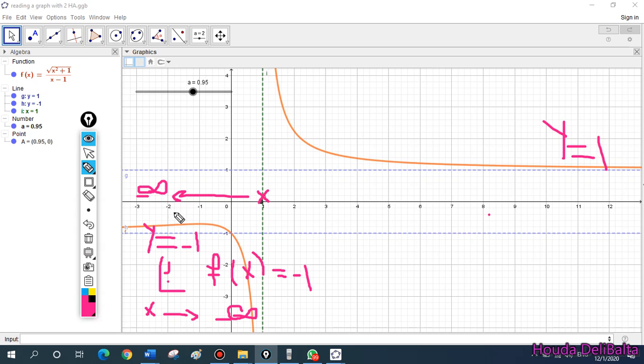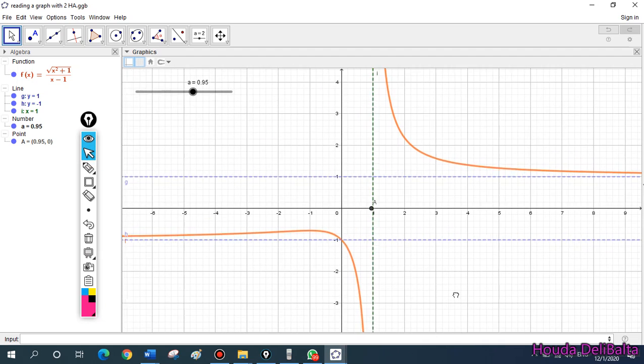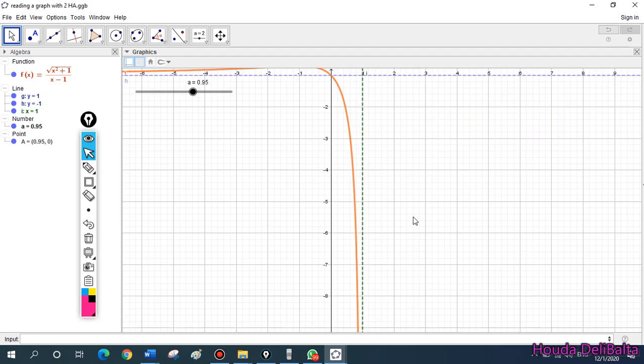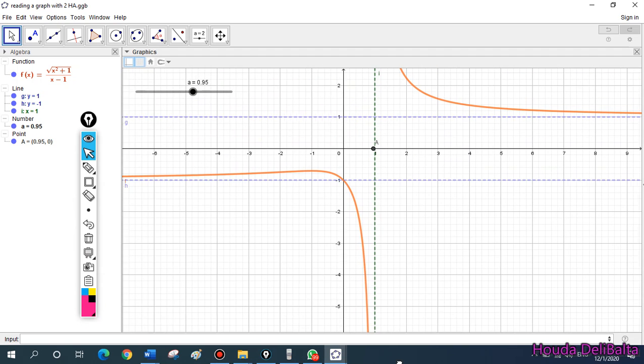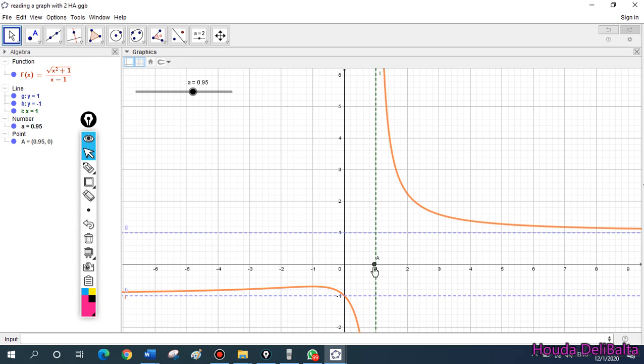Now let's talk about the vertical asymptote. That's the green one as you see here. Notice the curve is going parallel to it but never intersecting it at 1. The function is not defined at 1 as well. Now let's talk about the limit at 1 minus and at 1 plus.